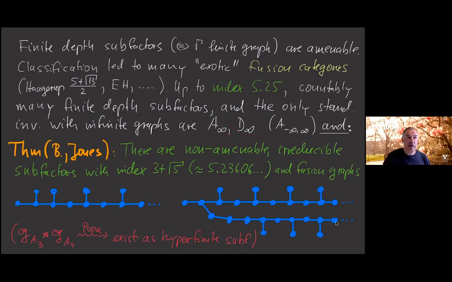And what Jones and I proved is that, in fact, the first non-trivial infinite depth subfactor that you get appears at index 3 plus square root of 5. Now, 3 plus square root of 5 is 5.236 and so on, so slightly below 5.25, right?